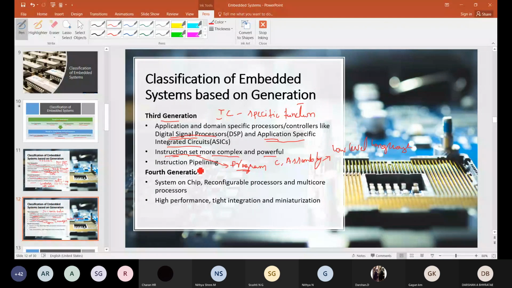And in the third generation, they introduced one more concept called pipeline. Pipelining is nothing but parallel execution of instruction.